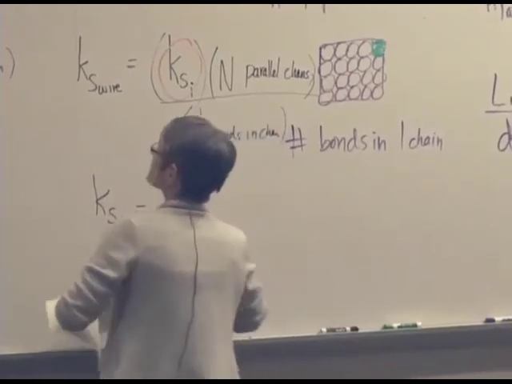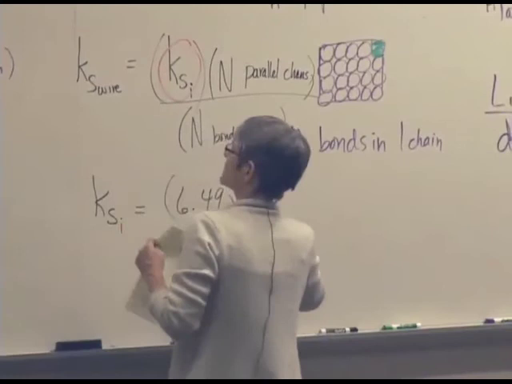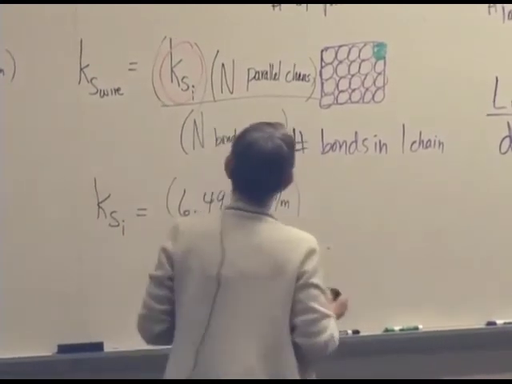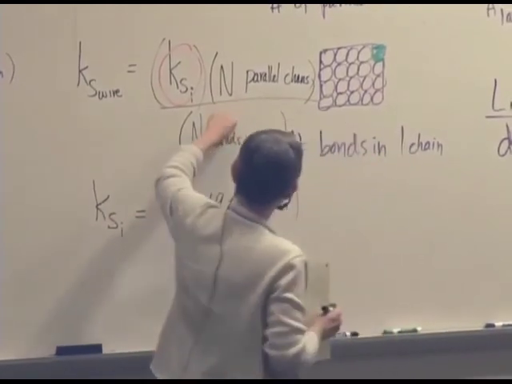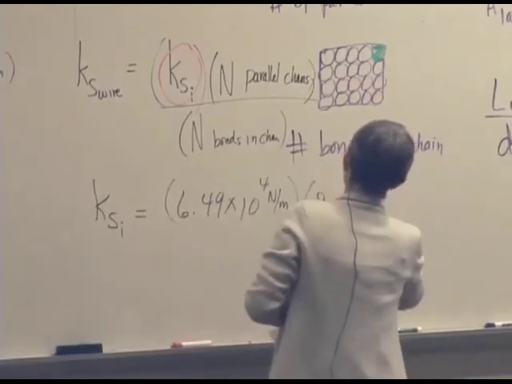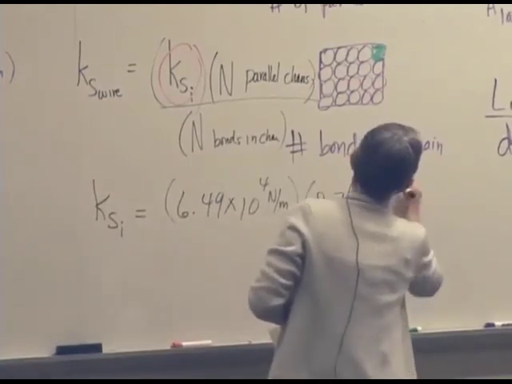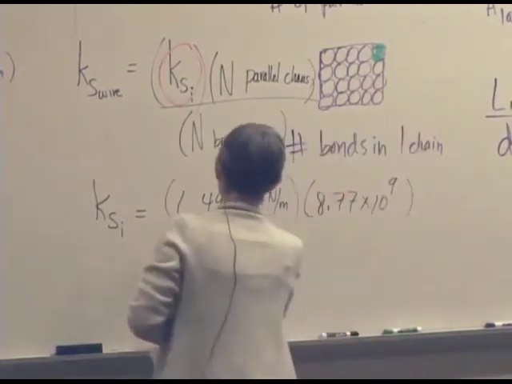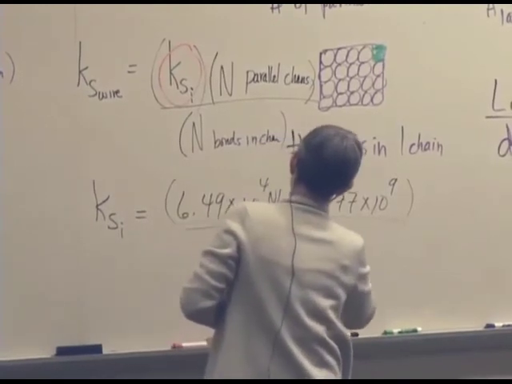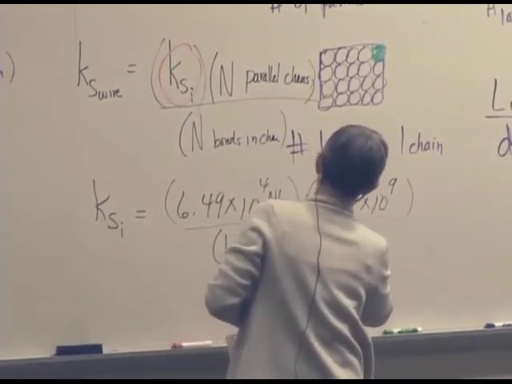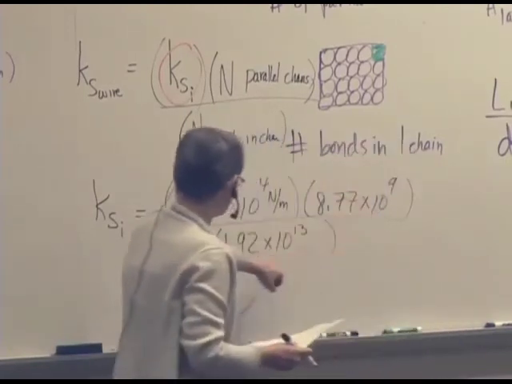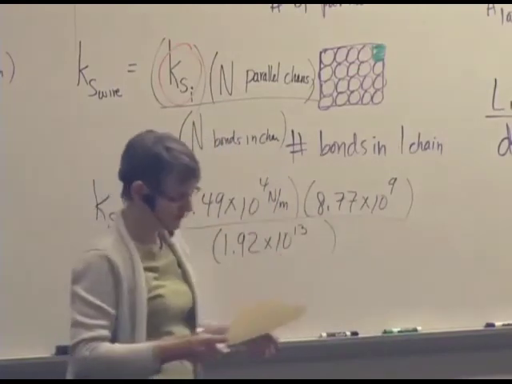So let's write these numbers. This is going to be 6.49 times 10 to the 4th newtons per meter. That was the whole wire. And this number here, number of bonds in a chain, that was 8.77 times 10 to the 9th springs in a line. And the number of parallel chains, that was 1.92 times 10 to the 13th. So 9 and 4 is 13. That's 13. So it's going to come out to some kind of ordinary number.